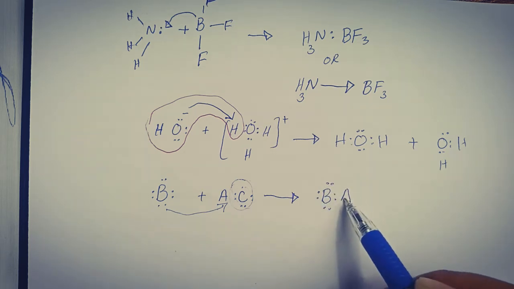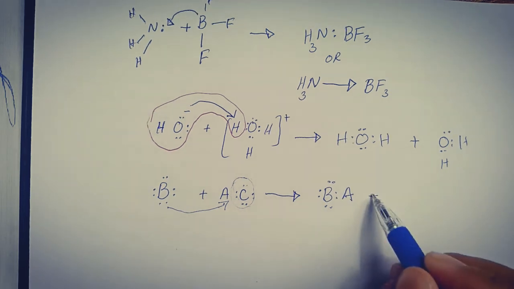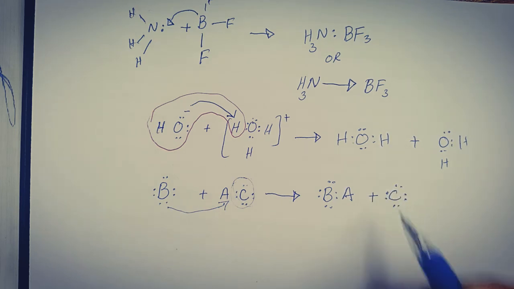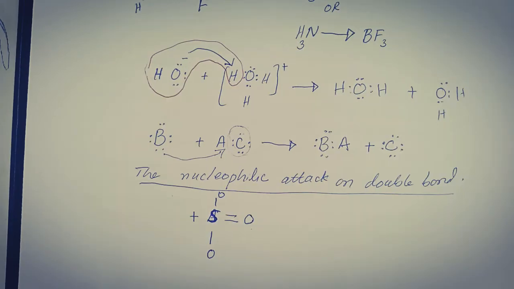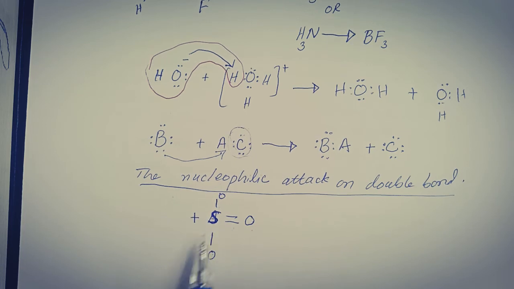To get stabilized products having neutralized number of electrons. Now let's take the example of the nucleophilic attack on the double bond, and I'm going to take an example of sulfur trioxide, in which two oxygens are making single bonds whereas one is making a double bond with the sulfur.